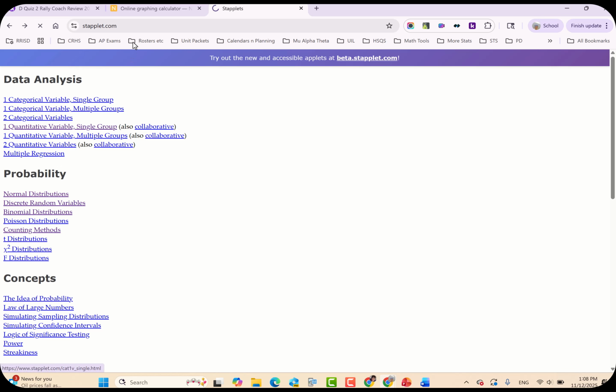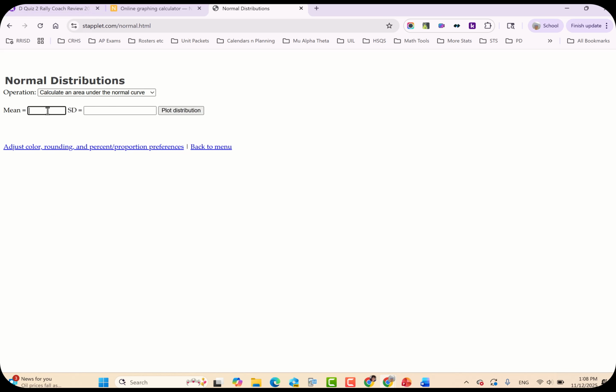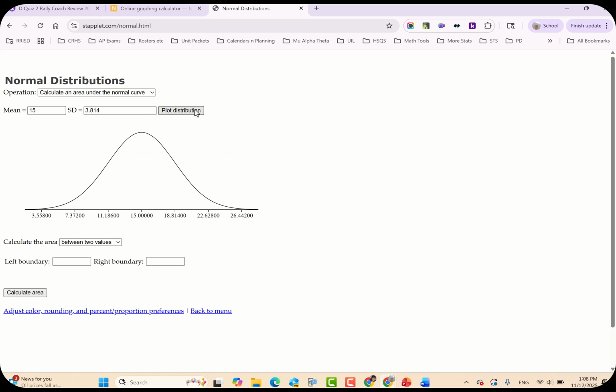So we'll go back to the original Staplet, go to a normal distribution. I think we said 15 and 3.814, right? And let me make sure, pretty sure those numbers are correct. There we go. Yeah, 15 and 3.814.